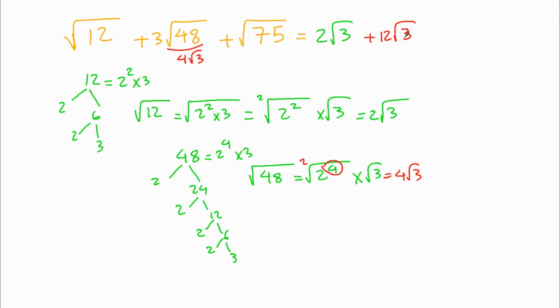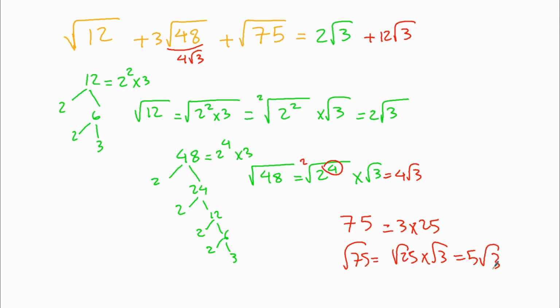Finally, I need to simplify the 75. I'm going to write it down in one go rather than going through the details. 75 equals 3 times 25. So the square root of 75 would be the square root of 25 times the square root of 3. The square root of 25 is 5, so this would be 5 square root of 3. I'm just going to add that in here, 5 square root of 3.